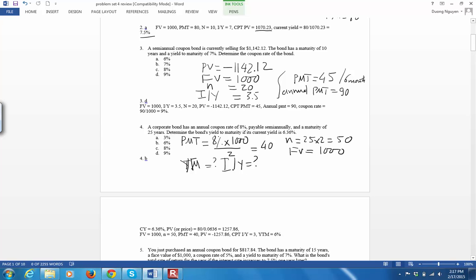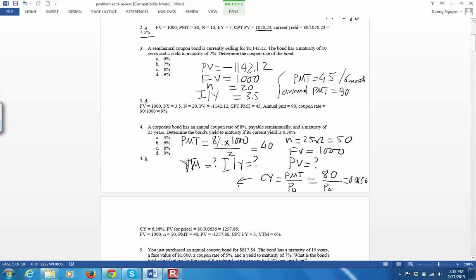Obviously, in order to get the yield to maturity, you need to know the present value, the price of the bond. How do we know the price of the bond? It is given by the current yield. The current yield is equal to the annual coupon payment divided by the price of the bond, P0. The coupon payment for 1 year is $80, divided by the price of the bond, which we are looking for, and this equals 6.36%, which is 0.0636.